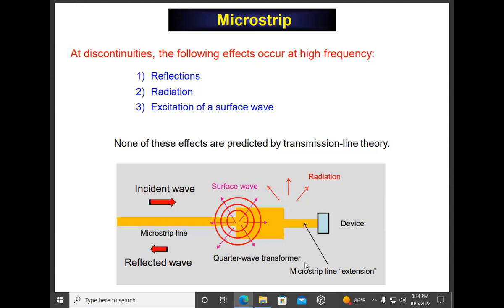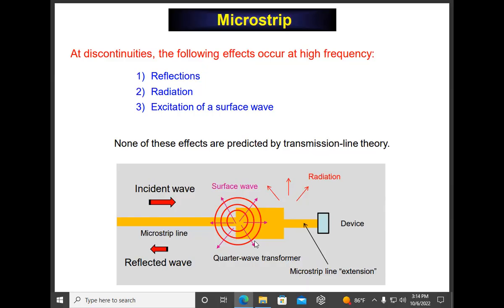And so remember last time we talked about one of the ways to do matching is the extension line. Remember that? Okay, so you have a complex load. You could add what's called the extension line to it, a certain distance D, to convert it into a real load. And then a quarter wave transformer can change that real load to the Z0 of the main feed line.